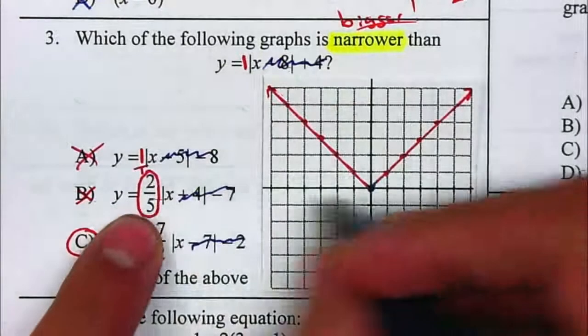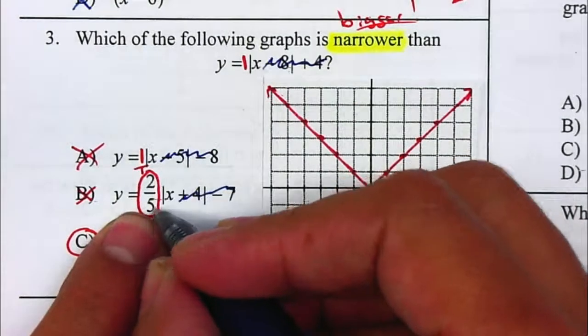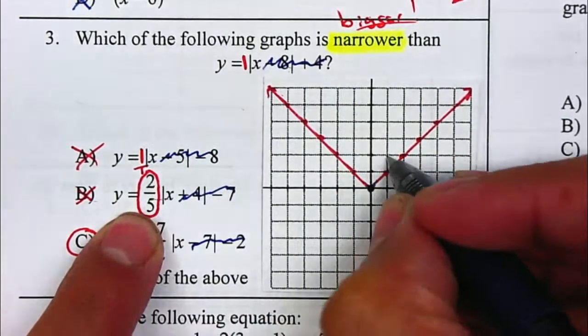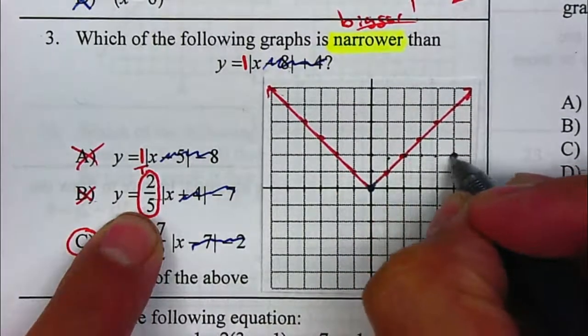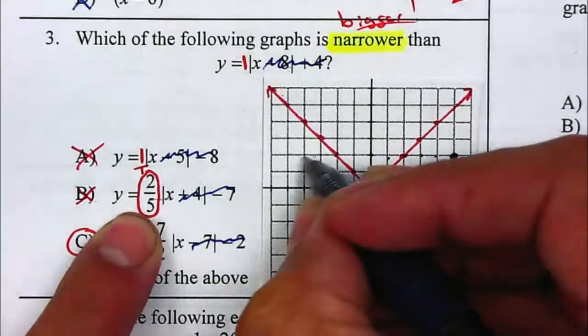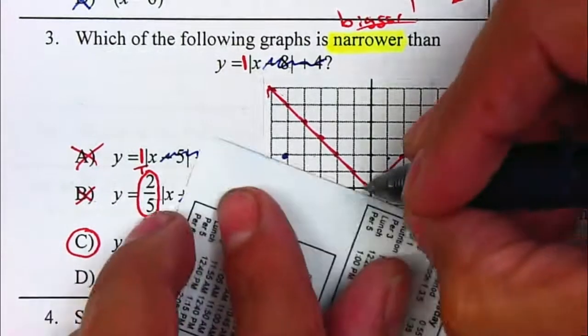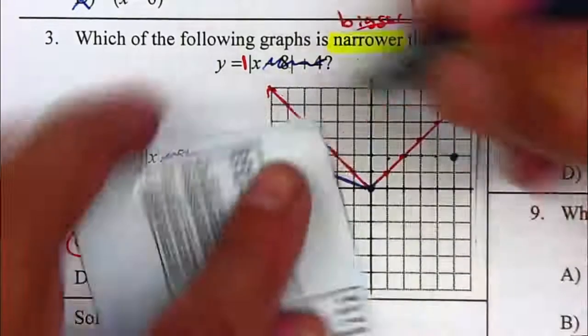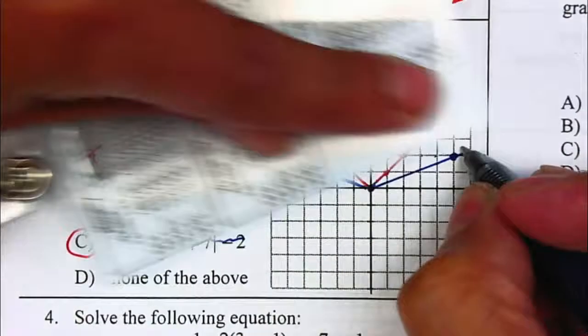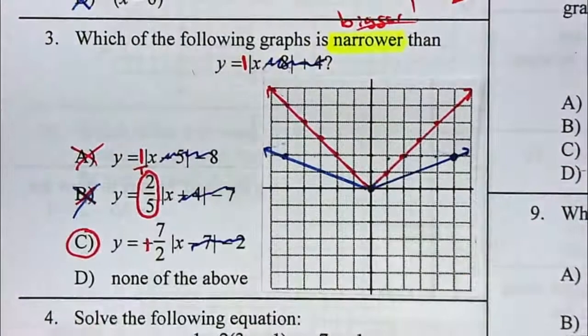For letter B, remember, it's rise over run. So it'll be up 2 and 1, 2, 3, 4, 5. And to the left, 1, 2, 3, 4, 5. If you notice, this one is wider. And I'm looking for something that is narrower. So in this case, letter B is not it.